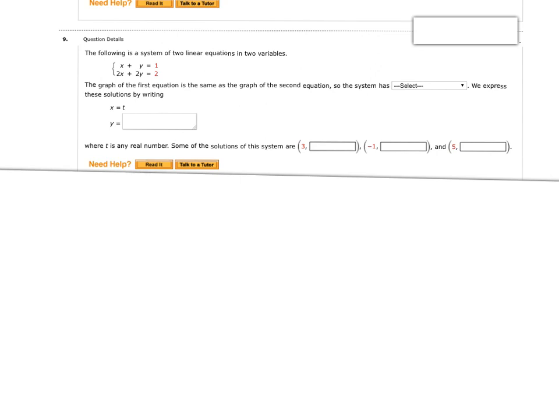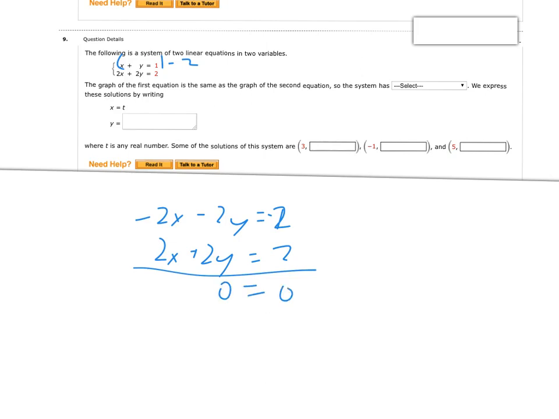Our next one here is asking us to solve this. So we'll go ahead and go for it here. So we'll multiply this one by -2. So we have -2x minus 2y equals 1. And then we have 2x plus 2y. Oh, wait, that should be -2 here. I forgot to multiply that. So that equals 2. So this will give us 0 equals 0, which means we have infinitely many solutions.